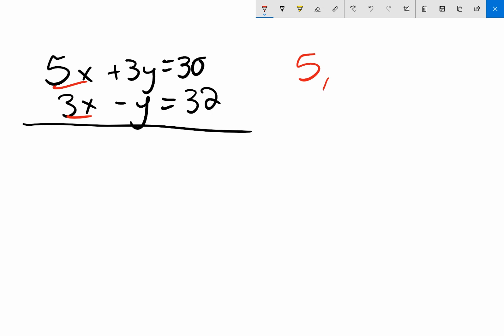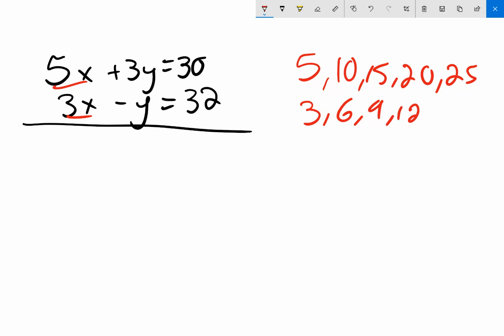So what's a common number that 5 can multiply to and 3 can multiply to? Well, multiples of 5 are 5, 10, 15, 20. These are what multiples are. Multiples of 3 are 3, 6, 9, 12, 15, 18, etc. So I just need to find a common multiple. It doesn't even have to be the least common multiple, just any common multiple. But the least would probably be the most efficient.